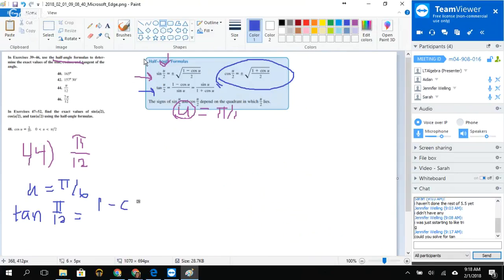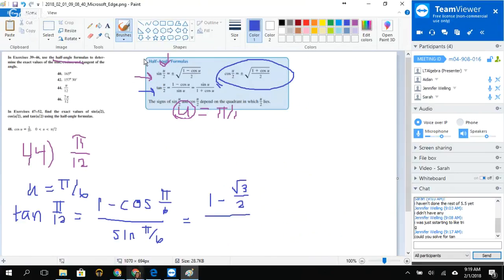There we go. Back to business. We have 1 minus the cosine of pi over 6, over the sine of pi over 6. Or we could write it in the other format, with the sine on the top and the cosine on the bottom. Either one is okay. So this is 1 minus, and we already solved this, the cosine of pi over 6, which is the square root of 3 over 2. And then we have the sine of pi over 6.